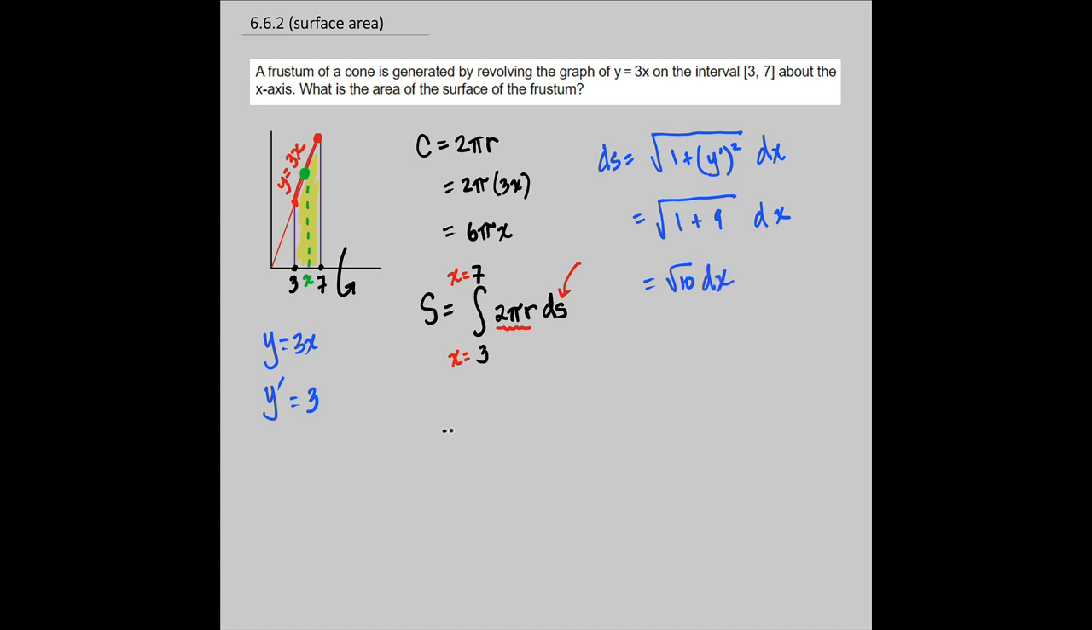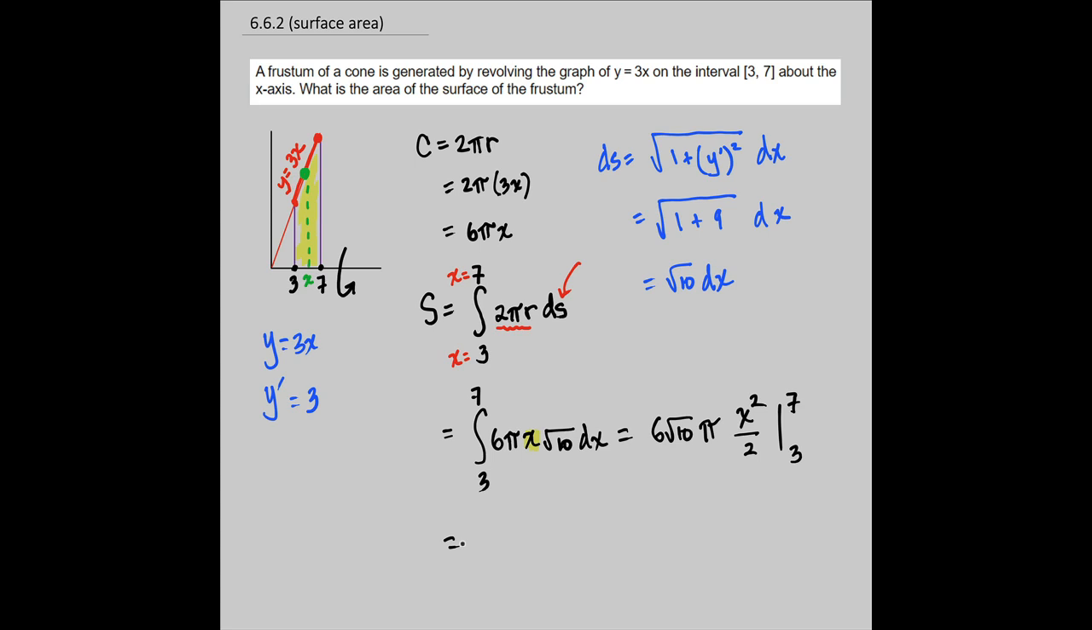Now we can substitute, and these limits are x limits. And we will have 6 pi x, that is the circumference, with respect to x. And then the ds gets replaced with root 10 times dx. The constants all factor to the front, so we'll have 6 times the square root of 10 times pi. And the only variable part, the only piece that we need to integrate, is that x. So we are going to integrate that and get x squared divided by 2. Our limits of integration are 3 and 7.